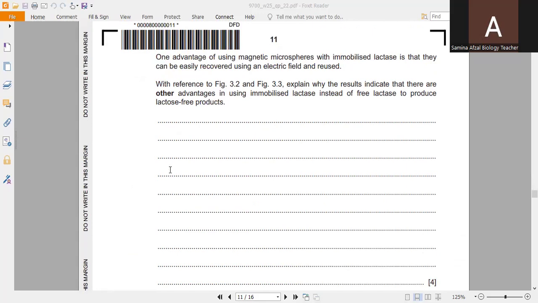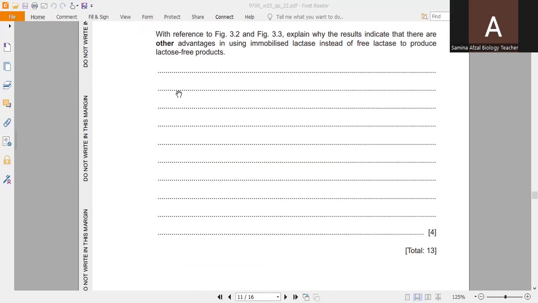Now the question is: one advantage of using magnetic microspheres with immobilized lactase is that they can be easily recovered using an electric field and reused. With reference to figure 3.2 and 3.3, explain why the results indicate that there are other advantages in using immobilized lactase instead of free lactase to produce lactose-free products. So the question is that we have to explain.